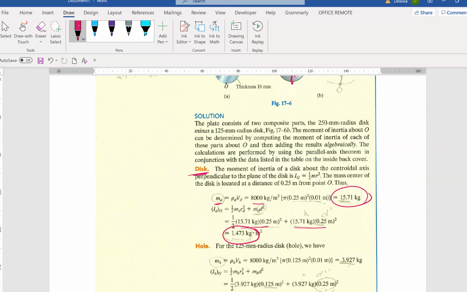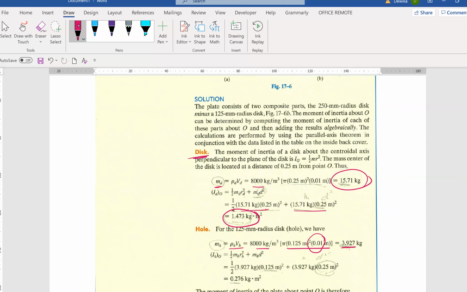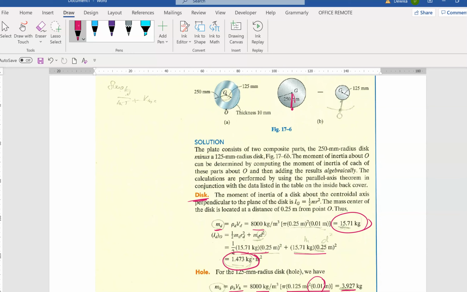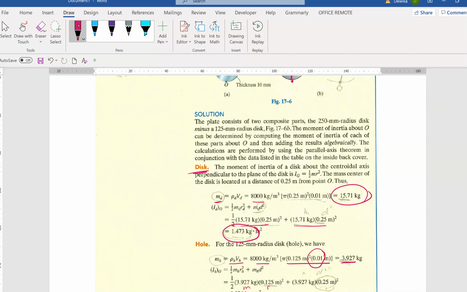Now let's calculate for the hole. Once again, take the density, multiply with the volume, the volume of the hole itself. The radius is much smaller. Can you see that? 0.01. Then you get your 3.927. Okay, that's done. Once again, it is half mr square. What is the radius? Okay, let's look at the radius. The radius is actually 1.25. Okay, fine. 0.25 md square.